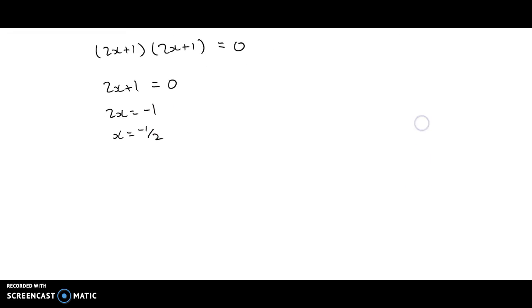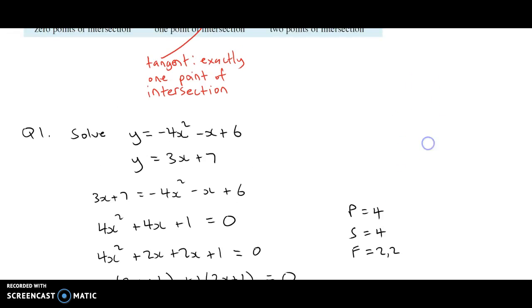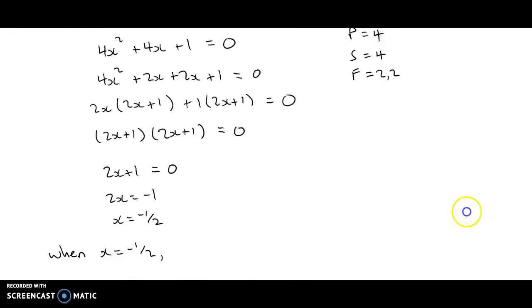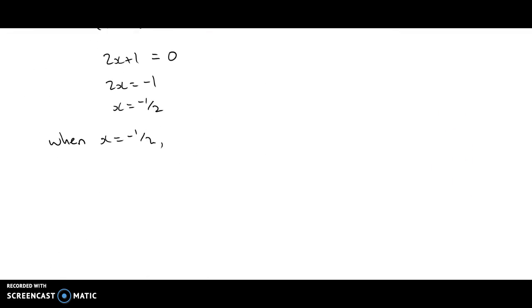Now with this x equals minus a half, we can substitute that into either one of the original equations. So when x equals minus a half, y, it's definitely going to be easier to substitute into this linear equation, because then we're not squaring anything. So we've got y equals 3x plus 7. So when x equals minus a half, y equals 3 times minus a half plus 7, which equals minus 3 over 2 plus, I might make that 14 over 2. So y will be equal to 11 over 2.